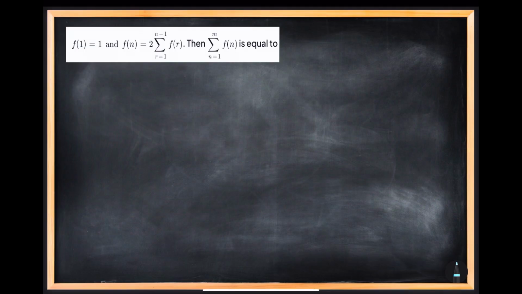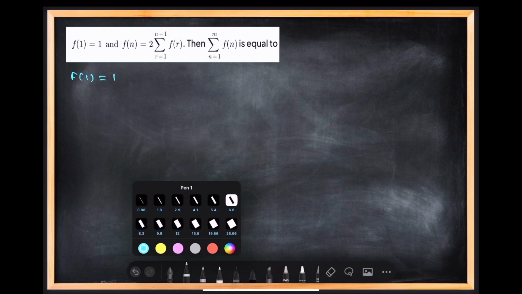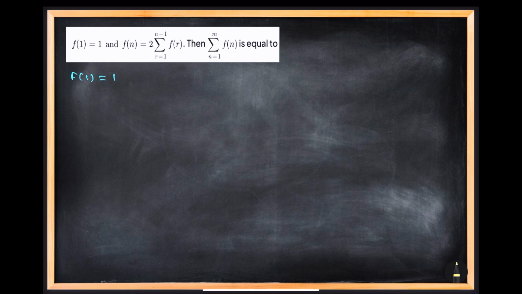So we got this situation to handle. We have f of 1 as 1 and f of n equals to this ugly thing. Then we have to find this part. Okay, so let's find out the pattern first. So f of 1 is equal to 1. Okay, now let's proceed. So we need to find out f of 2.